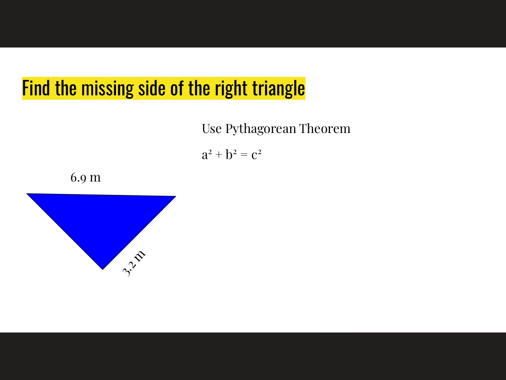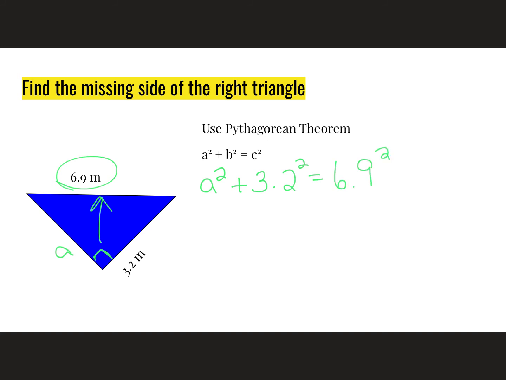Now, this one sort of looks a little wonky, right? So again, first thing we do is find my right angle. My right angle is right here. Directly across from that is that number. You have to figure out which side is c. That's the most important thing you have to do. So here's my side c. So I'm going to say this is side a. So I have a squared plus 3.2 squared equals 6.9 squared.